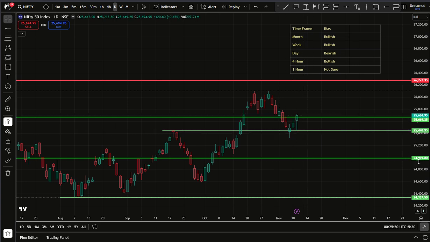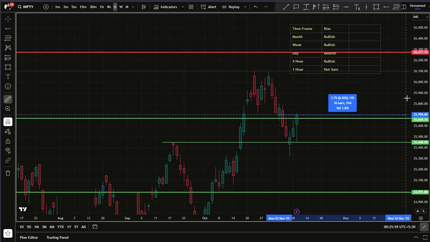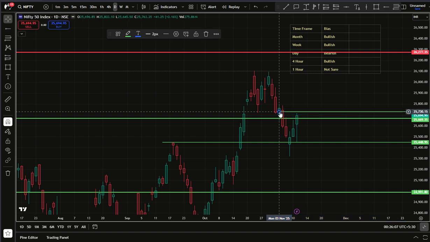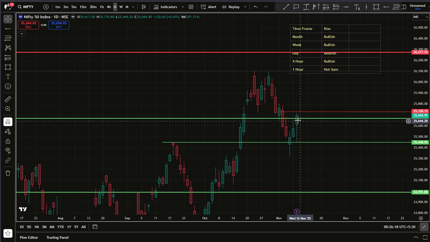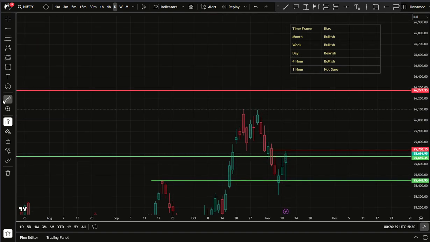Now if Nifty decides to go higher, there is a level here. This one green candle, the midpoint of the body of that green candle could act as a resistance. It's a day candle. Let me just keep it to 1 pixel. So this level of 25,730 could act as a strong resistance. The next one on a daily candle would be this one.